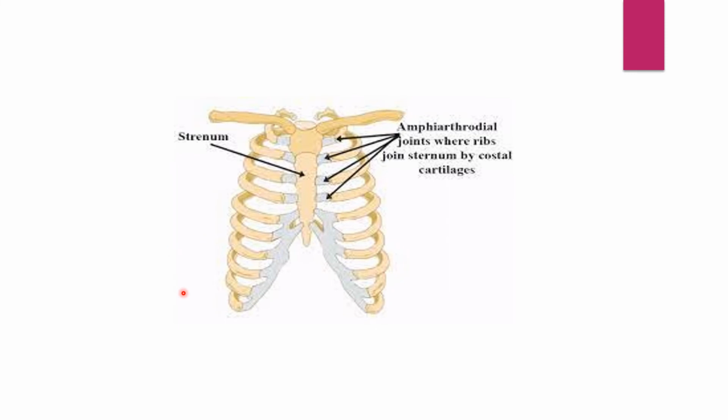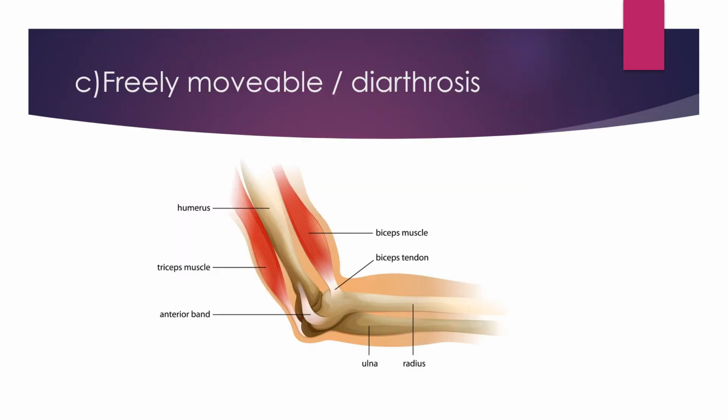The second example of a slightly movable joint is the joint that is connecting the sternum, or simply the breastbone, to the rib. Here it is a rib and it is the sternum, and these are the joints that are joining the ribs and the sternum. These joints are also amphiarthrosis or slightly movable joints because they are giving a limited amount of movement.